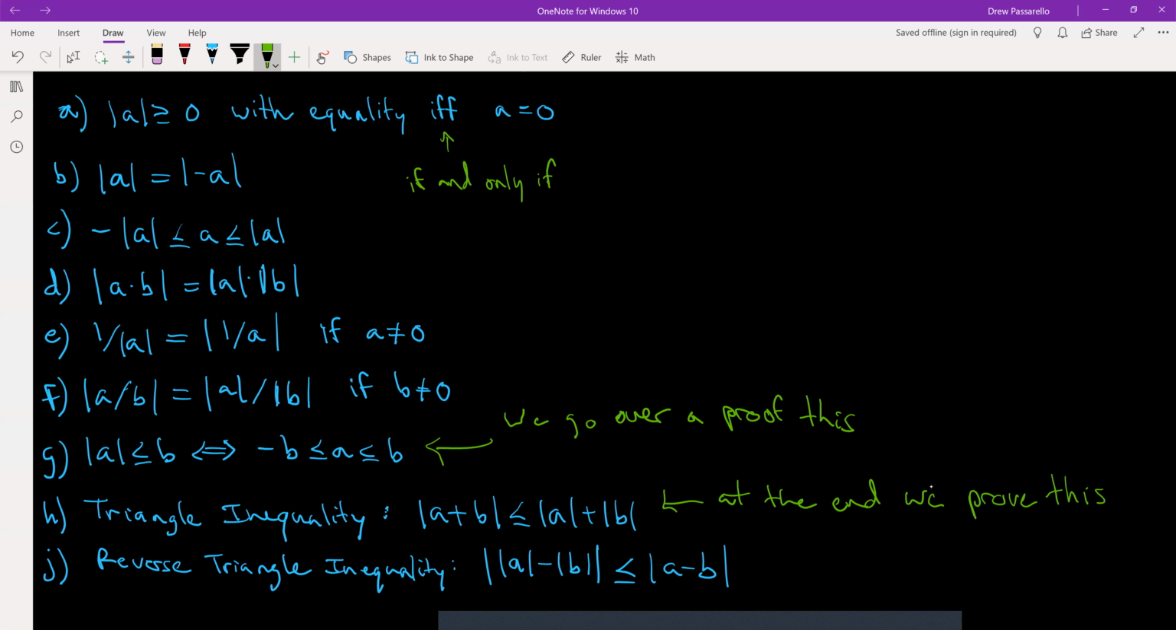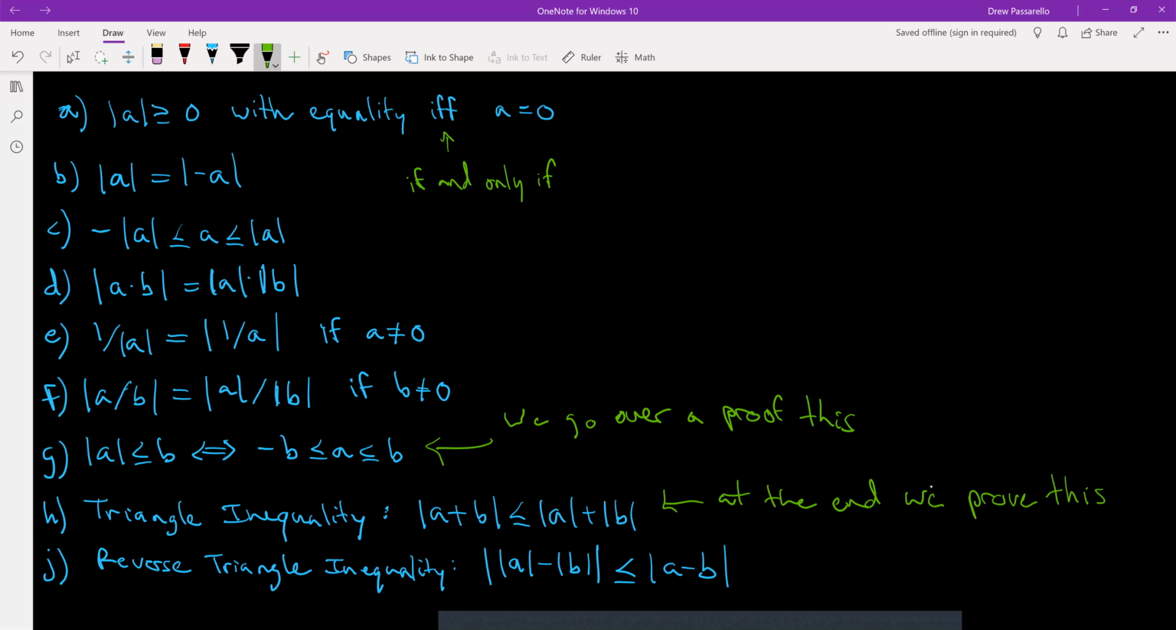Part F: absolute value of A divided by B can be broken up as a quotient of absolute value of A over absolute value of B. And again, B can't be 0. And then part G: absolute value of A less than or equal to B, and that double arrow is supposed to mean if and only if negative B is less than or equal to A, less than or equal to B. And that's the one that we're actually going to go over the proof of.